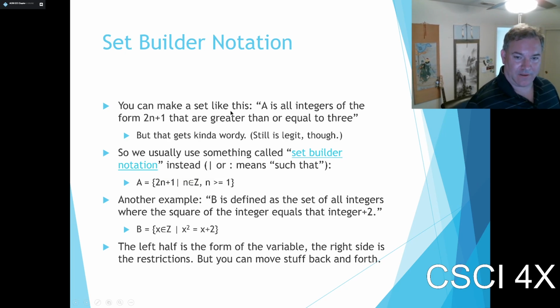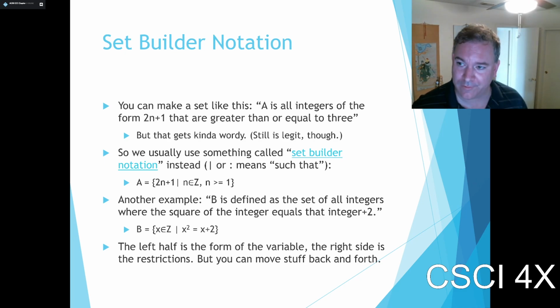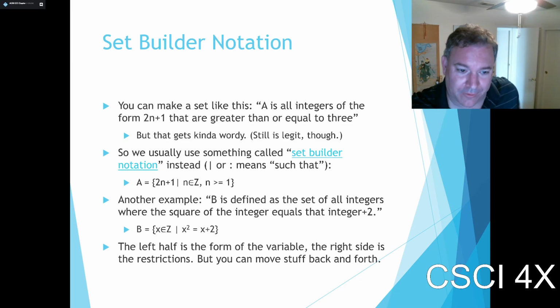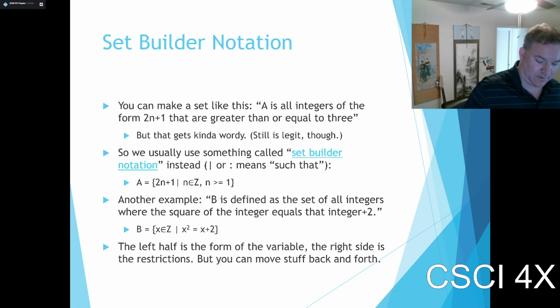Okay, you can make a set like this. You can just use English for sets. Like you can say, I'm going to make a set of all presidents born before 1800. You just use English, it's fine. Or you can use something called set builder notation. Sometimes it's done with a vertical slash, sometimes with a colon, because why would there be consistency in math? There's no consistency here.